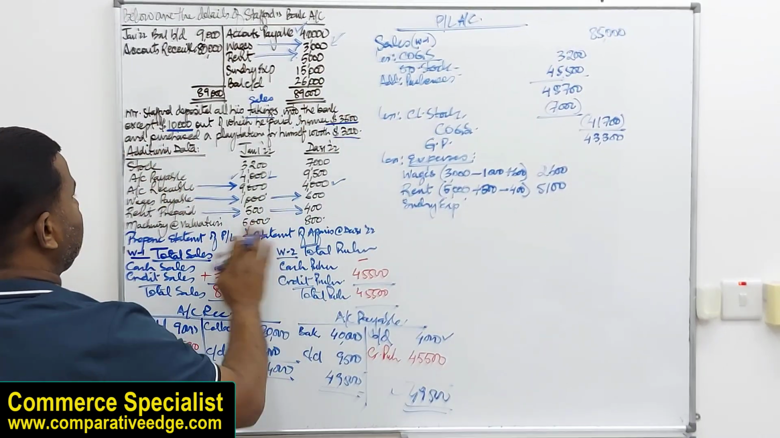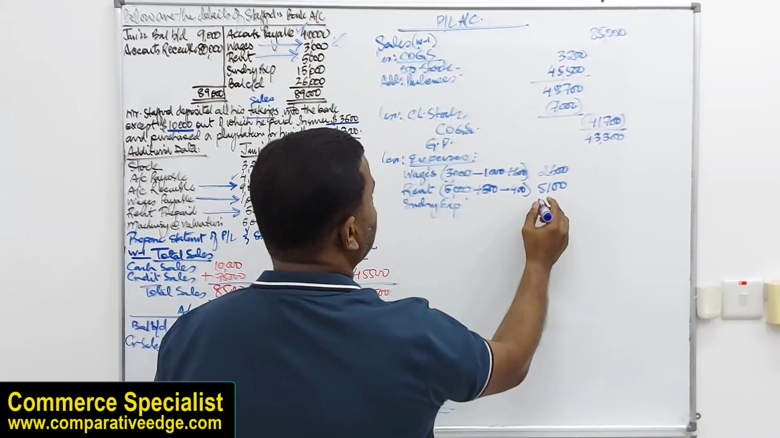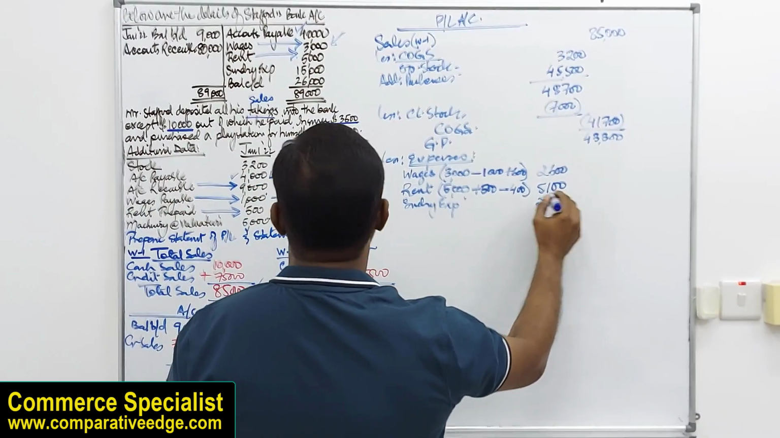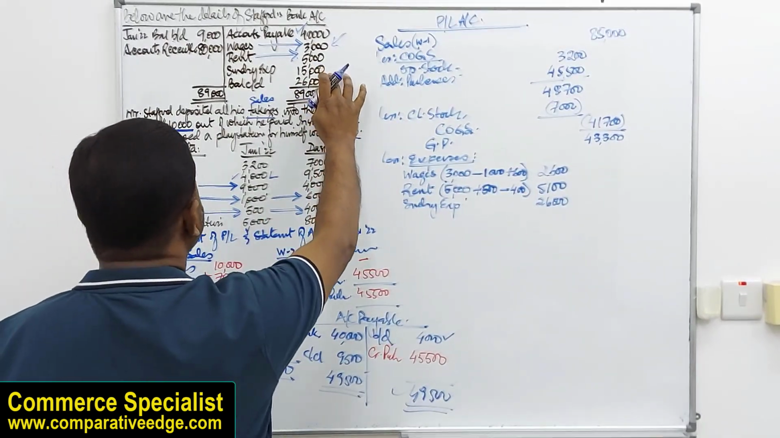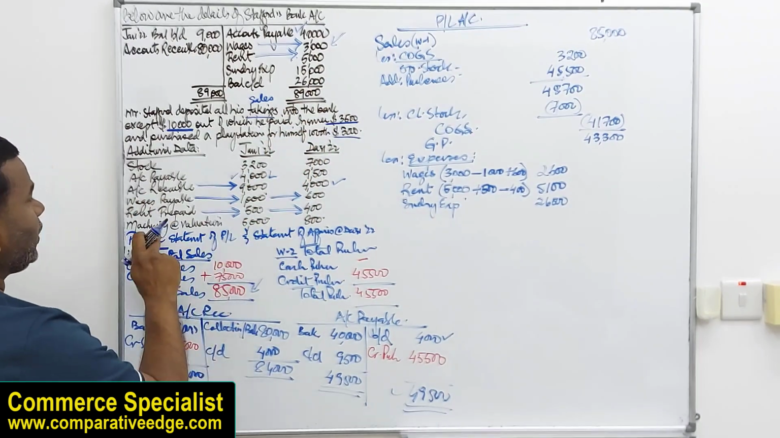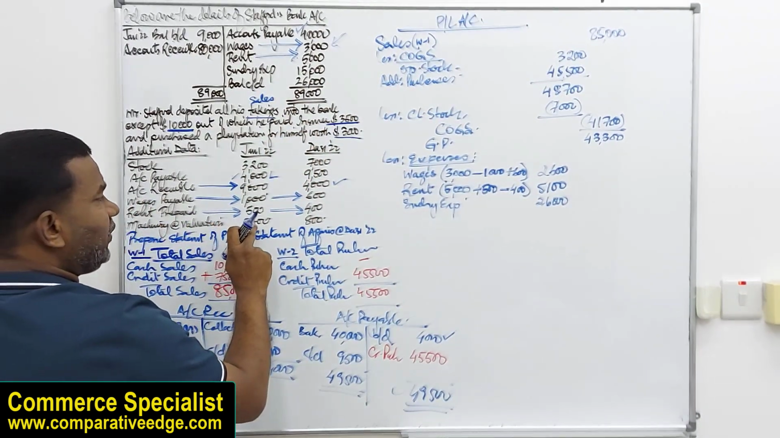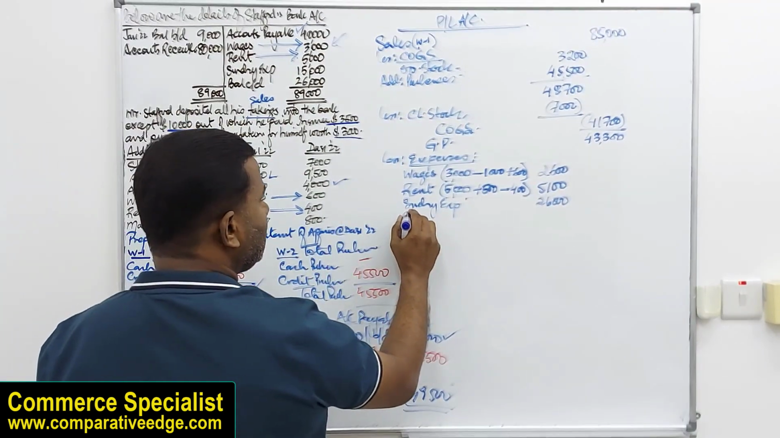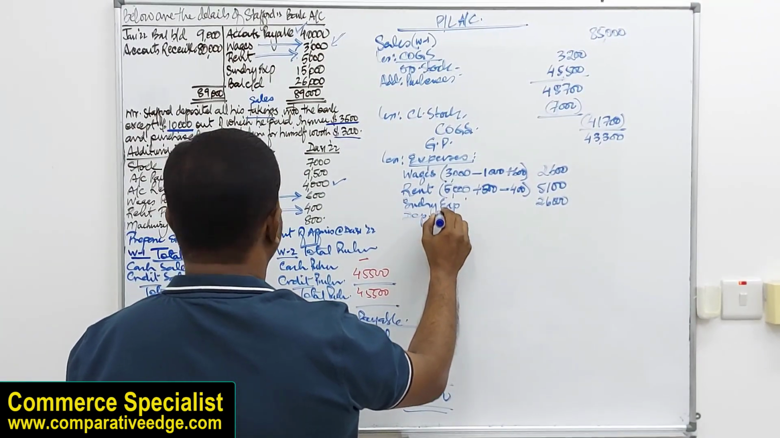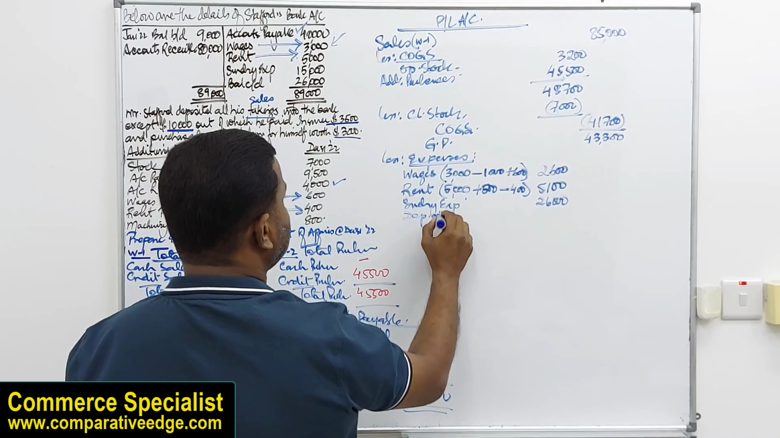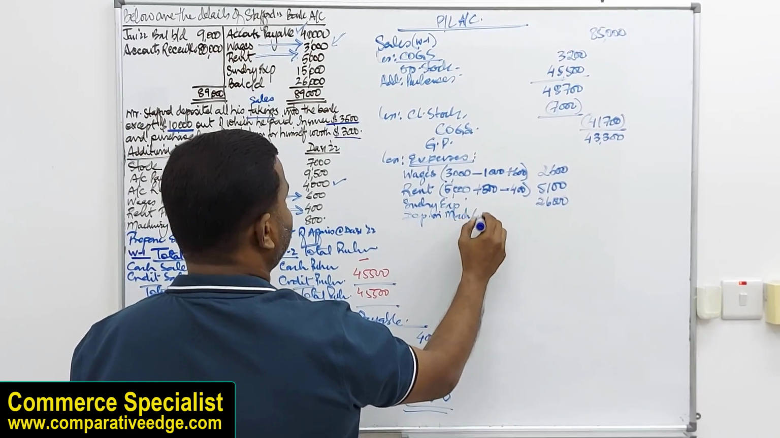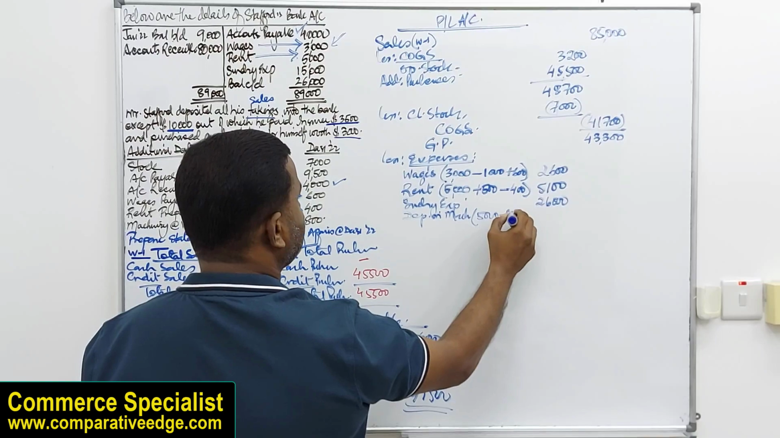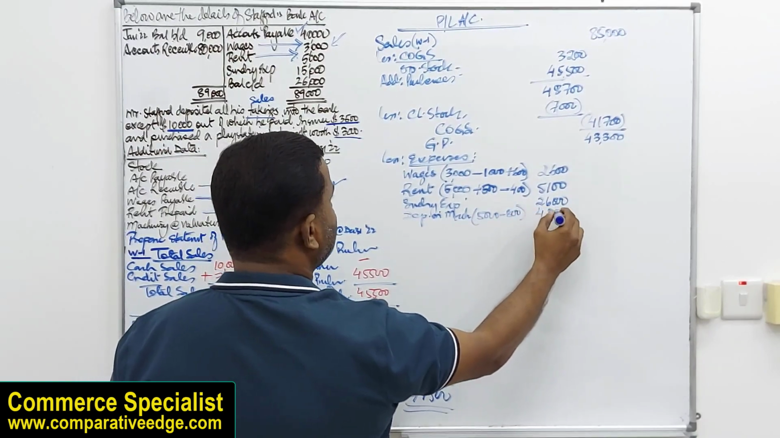And 26,000, there is no adjustment for sundry expenses. I'm writing it 26,000 here. After sundry expenses, I'm coming down here. If you look at machinery, beginning balance was 5,000, closing balance at valuation is 800. So the difference is depreciation. I'm writing here depreciation on machinery. 5000 minus 800 is 4200.